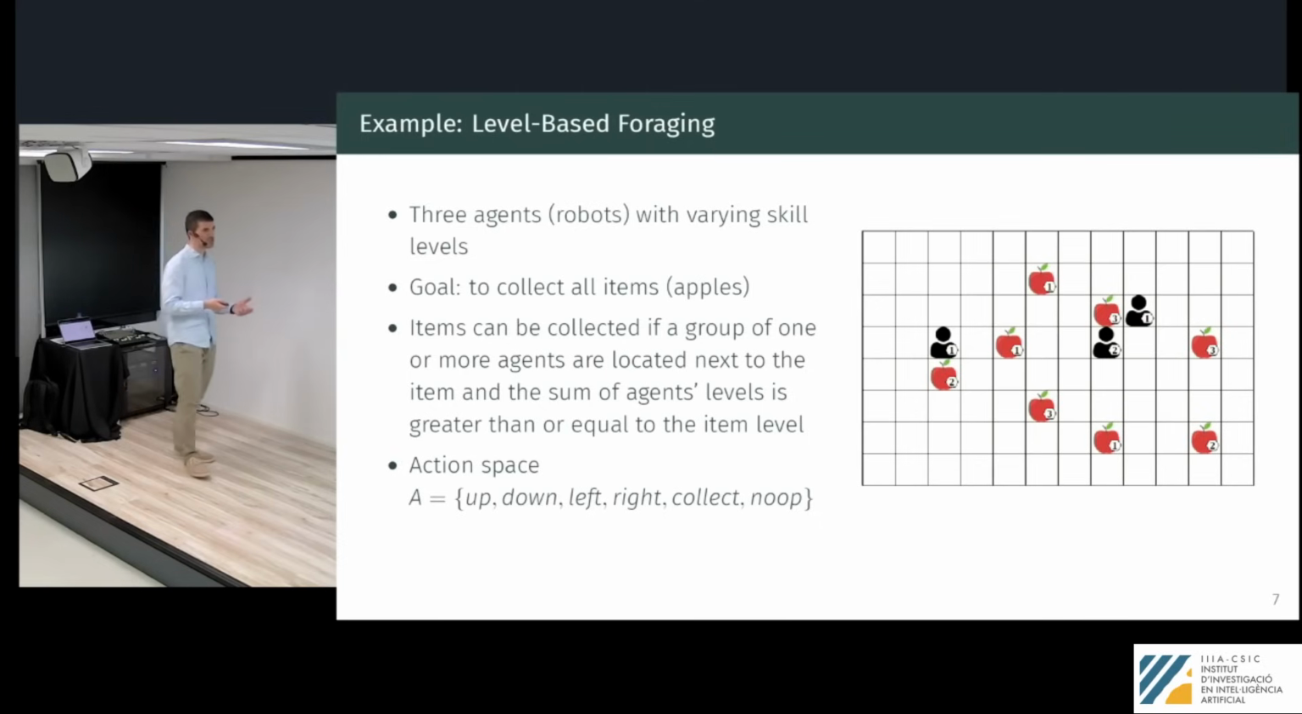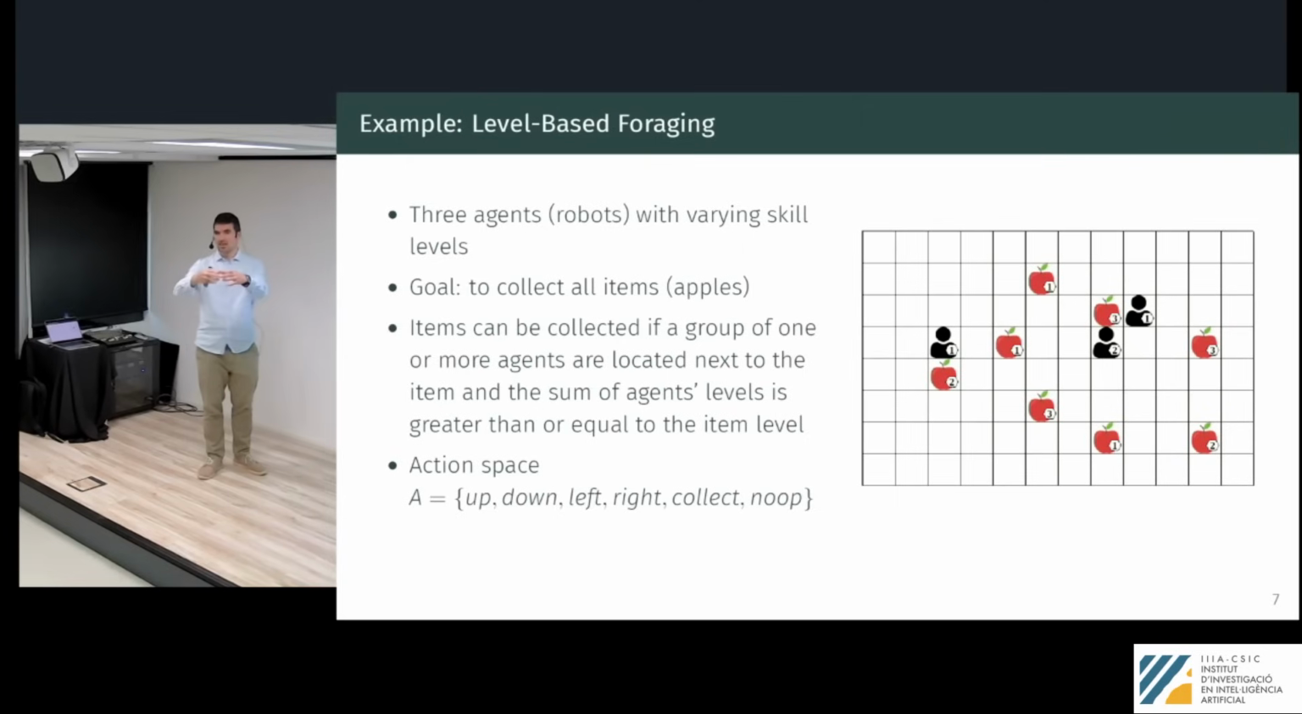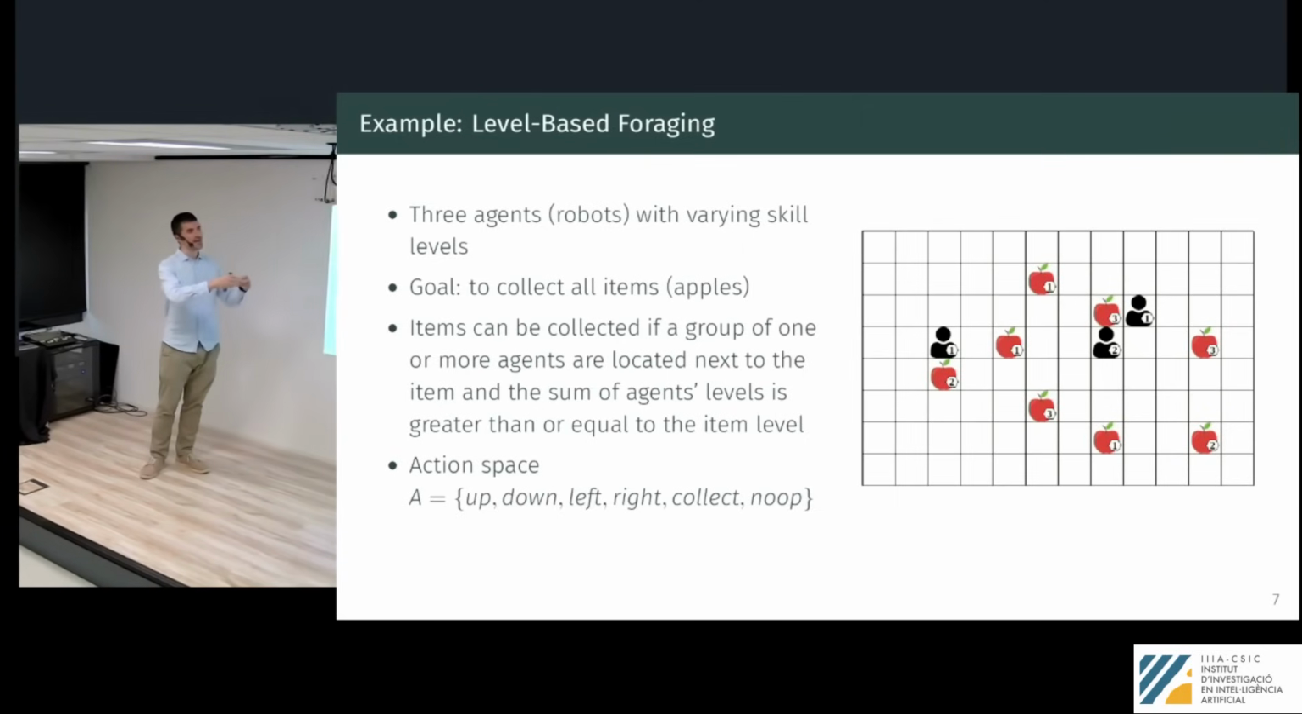The agents can only pick up an apple if they're all situated around the apple, and the sum of the agents' levels is at least as high as the apple's level.